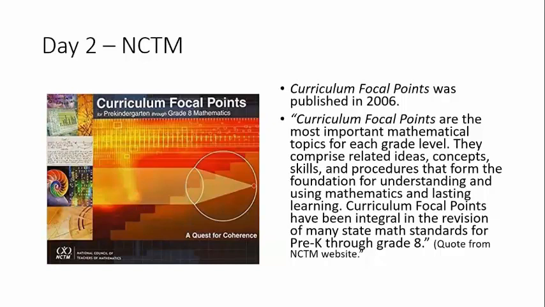Following this, in 2006, Curriculum Focal Points was published. This document outlines the major mathematics topics for each grade level, pre-K through 8. These have helped in the reforming of many state standard documents.